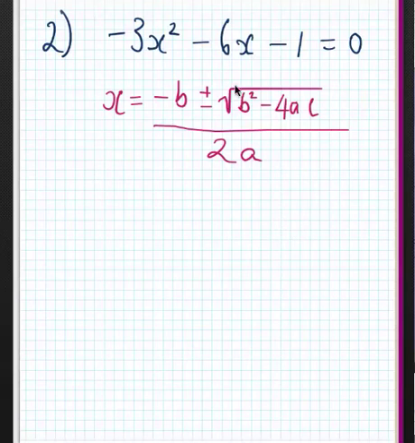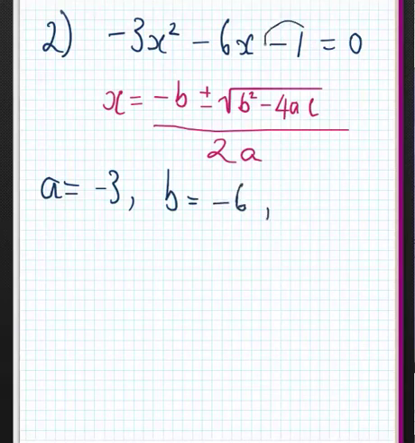Now, here's the equation. We've got minus 3x squared minus 6x minus 1. It's a trinomial, and we are asked to use the quadratic formula. So I've got the quadratic formula here. I just wrote it up. And now let's identify what a is. A is negative 3. B is negative 6. And C is negative 1. Oops, C equals negative 1.